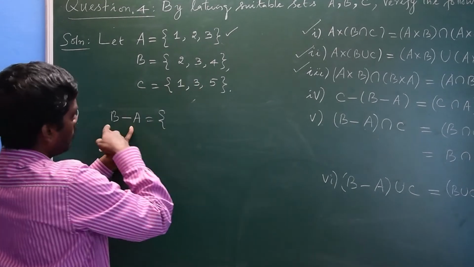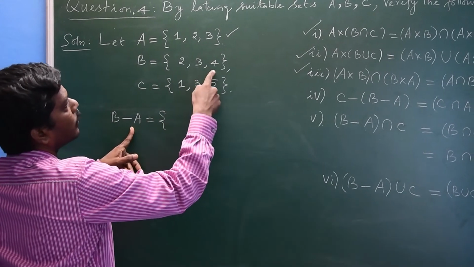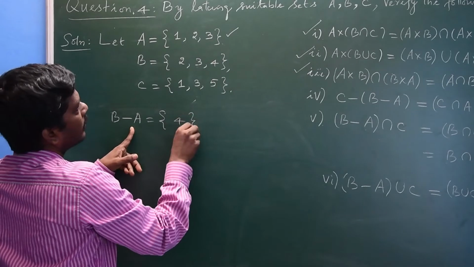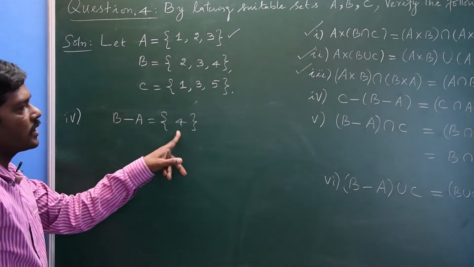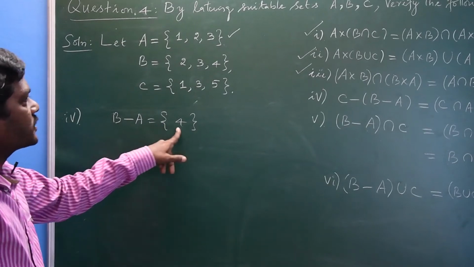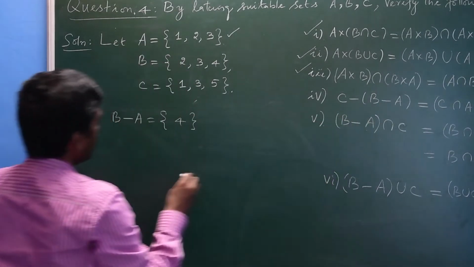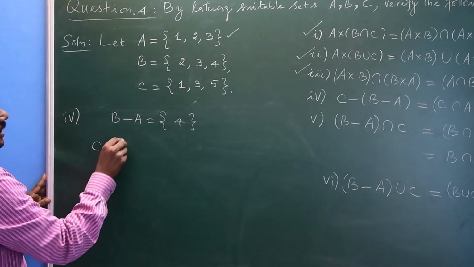So the elements that are in B but should not be in A. 4 is the only element that is in B but not in A. So B minus A is 4. Now what is C minus B minus A?